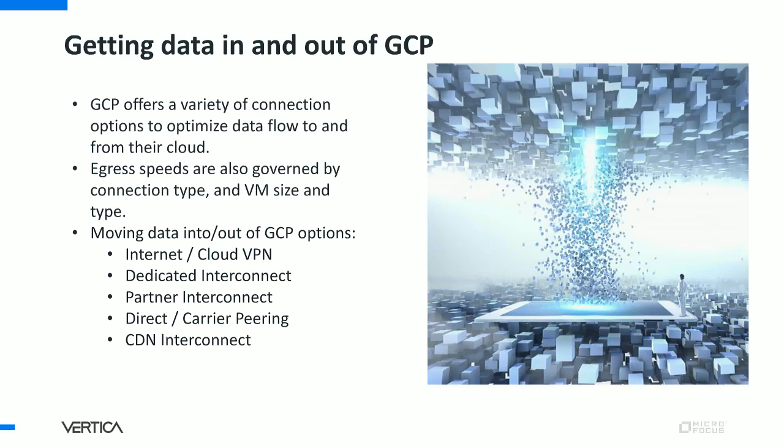They also offer things called direct or carrier peering, which is connecting the edges of the networks between your network and GCP, and you can use CDN interconnects, which creates, I believe, an on-demand connection from your network to the GCP network provided by a large host of CDN service providers. So GCP offers a lot of ways to move your data around in and out of the GCP cloud. It's really a matter of what price point works for you and what technology your corporation is looking to use.